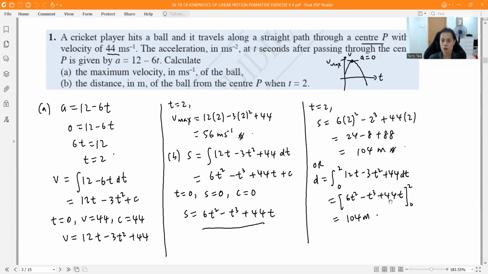Same answer. So please show your substitution and you get the answer. The substitution is actually this, because if you substitute 2 inside, you minus 0, the whole thing is still 0, isn't it?